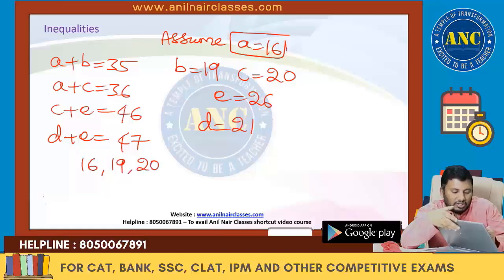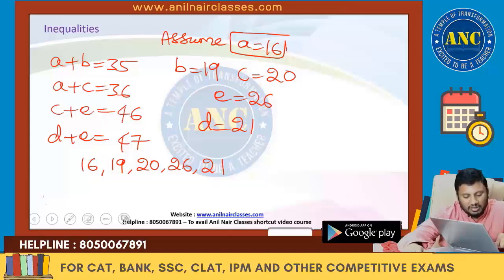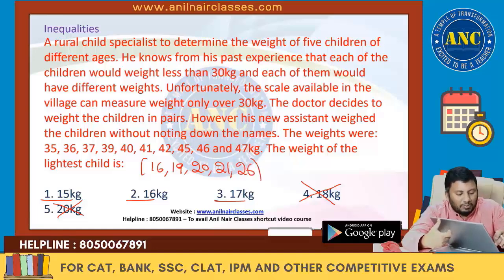What are all the weights we got? 16, 19, 20, 26, 21. All the 10 values we should get. If my assumption is right, all the sums I should get in the answer. A is 16, B is 19, C is 20, E is 26, and D will be 21. Now let us see 16, 19, 20, 21, 26. Combination, it should give me all the values.